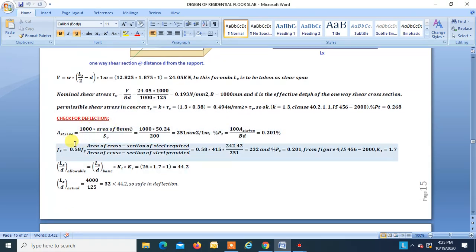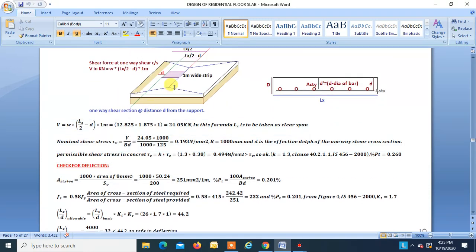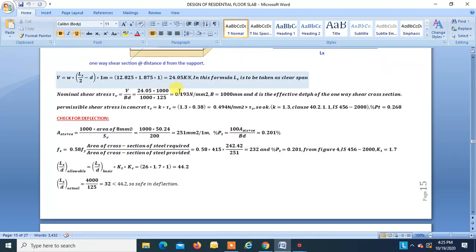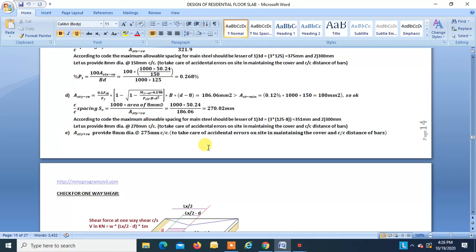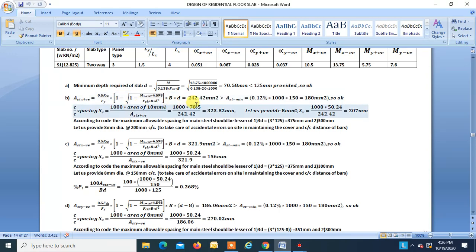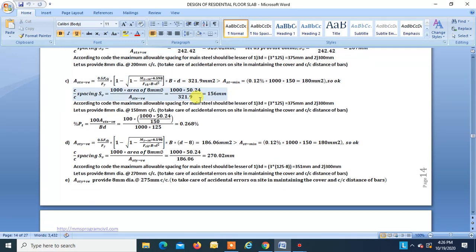Now check for deflection. We do the check for deflection at the mid span along the shorter span, right? So we have to take the tensile steel as ASTX positive, which is found to be 251 mm square per 1 meter. PT is 0.201. So Fs is equal to 0.58 Fy into area of cross section of steel required and provided. We found it over here. ASTX required is 242.